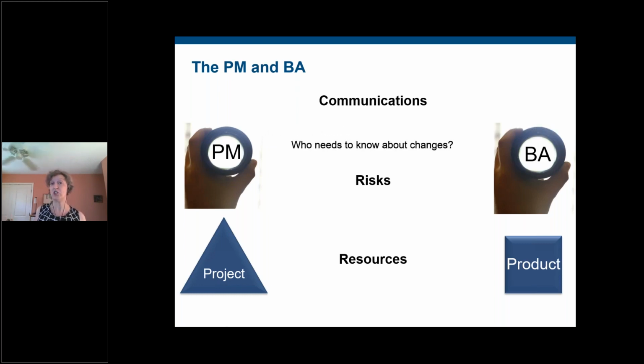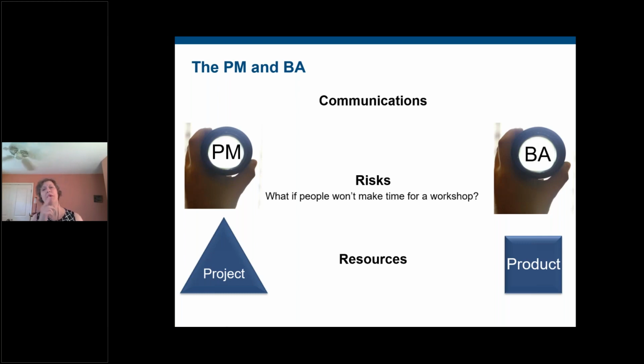Now, who needs to know about changes? That's going to be both project manager and BA. PM for changes as it relates to the project, the BA as it relates to changes on the product or the solution. Okay. What about risks? What if people won't make time for a requirements workshop? That's a risk. People just don't show up, or people don't have somebody who knows what we need in order to make a contribution to the workshop, anything like that. Whose risk is that? That's a BA's risk. They're going to need to think about that.